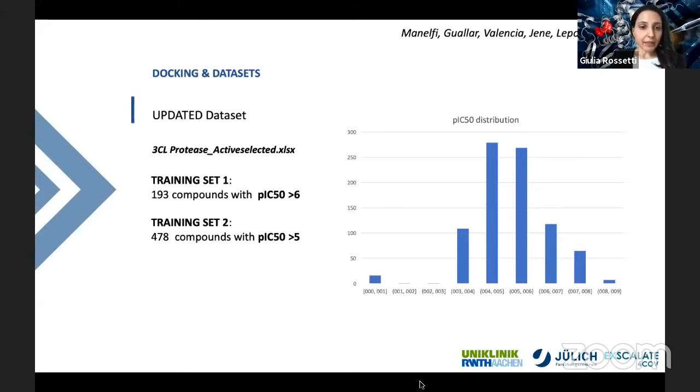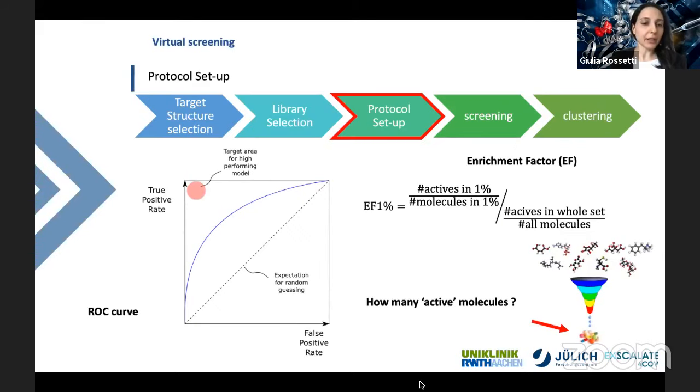So once we fixed the training set, we used it to train our docking protocol. We use essentially two estimators that, unfortunately, are correlated for the quality of our screening. One is the ROC curve, which is a representation of how well your model performs. It is a measure of the true positive rate with respect to the false positive rate. In other words, the higher the distance between the curve and the diagonal, the better your prediction is supposed to be. The closer your curve is to the diagonal, the more your prediction is similar to random guessing.